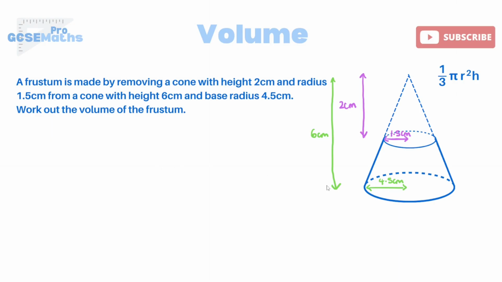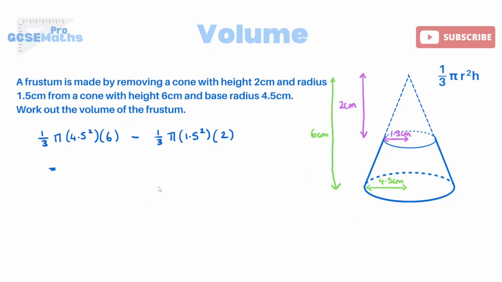To work out the frustum, remember that we have to do the big cone volume minus the small cone's volume. So the same formula twice, just with different measurements that we're adding in. So we've got a third pi. For the big cone, we've got radius 4.5 squared multiplied by the height of 6. Take away, same again, a third pi, multiplied by the radius, which is now 1.5 squared, and a height of just 2.